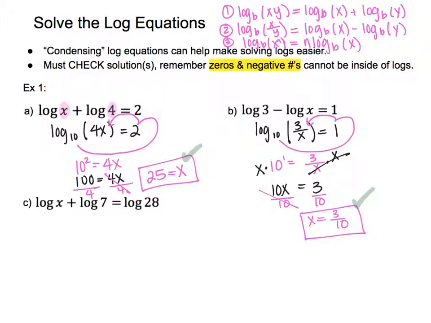C is also joined with a plus sign on these two logs. So I can condense this using multiplication. So let's go ahead and do that. This one is also a log base 10. Lots of log base 10s here.